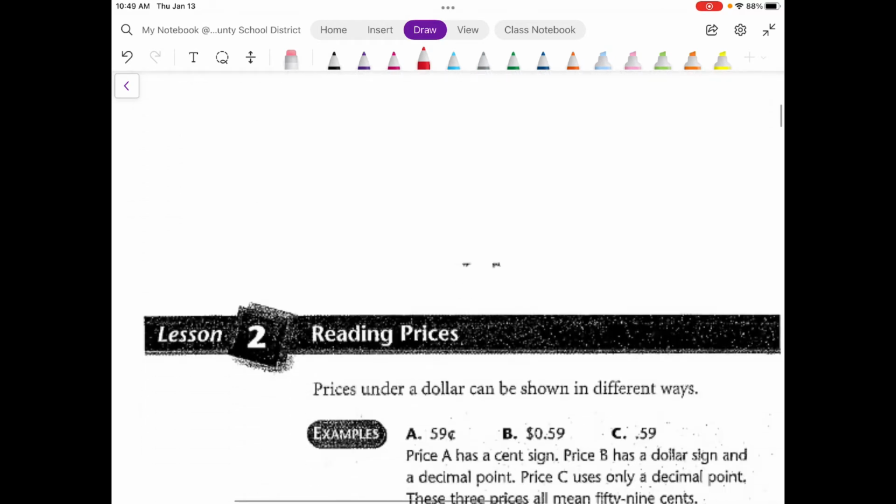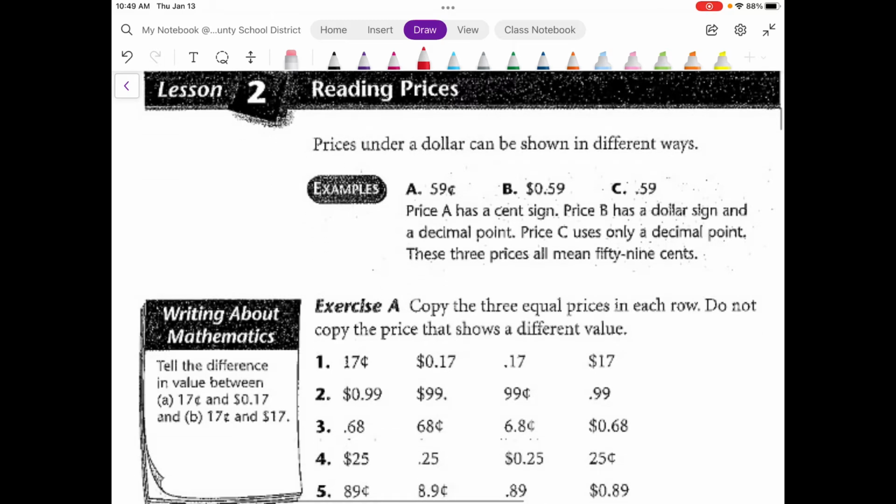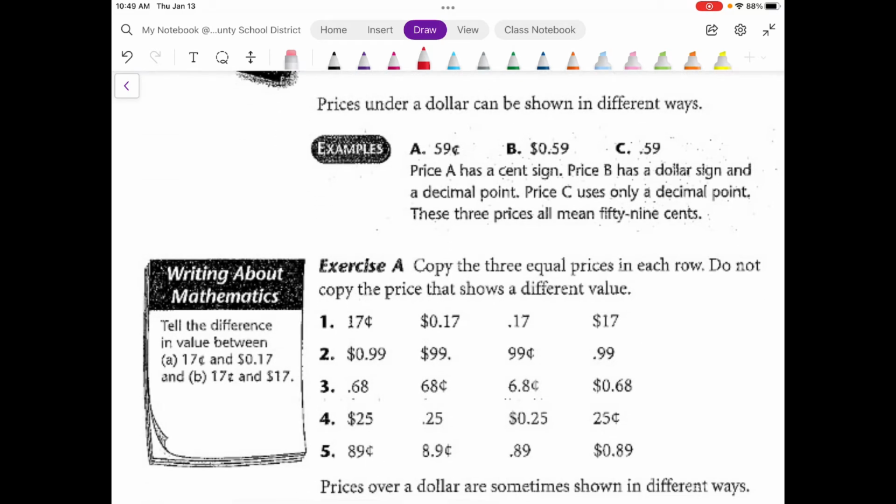When you're done with that, we're going to go on to lesson 2. This is reviewing 3 different ways that we can write the same amount of money. So if I have 59 cents, I might see it as just 59 with the C for cents. I might see it as the dollar version, $0.59. And I might also just see it as 0.59. Okay, all of those mean 59 cents written in 3 different ways.